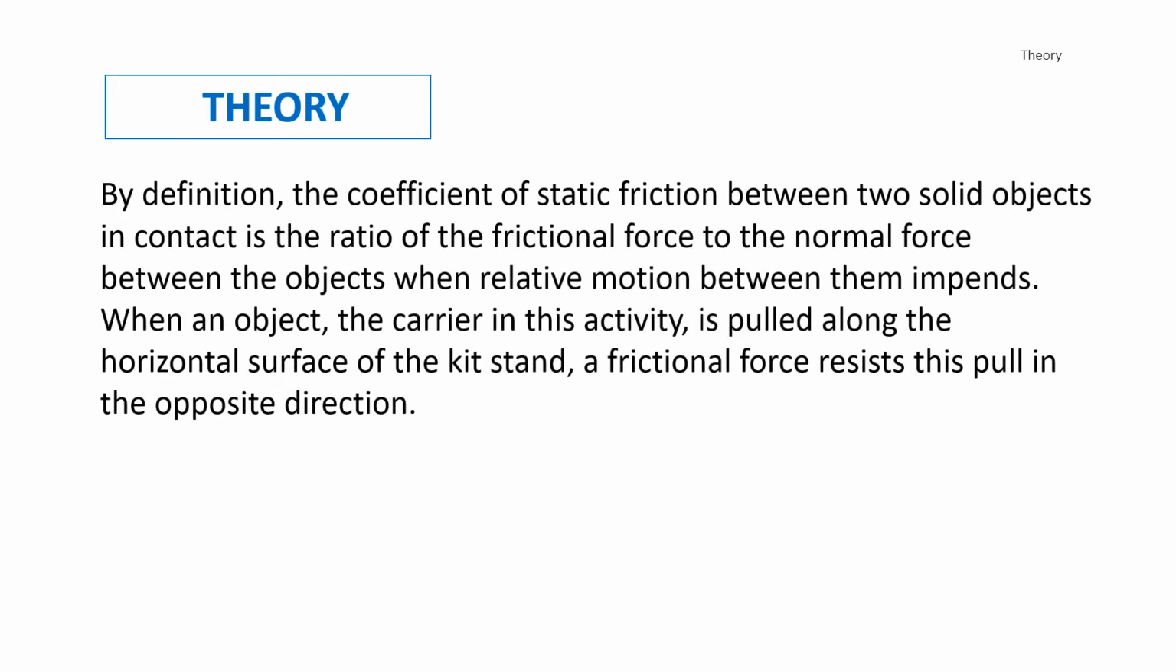The theory behind this experiment: by definition, the coefficient of static friction between two solid objects in contact is the ratio of the frictional force to the normal force between the objects when relative motion between them impends. When an object, the carrier in this activity, is pulled along the horizontal surface of the kit stand, a frictional force resists this pull in the opposite direction.